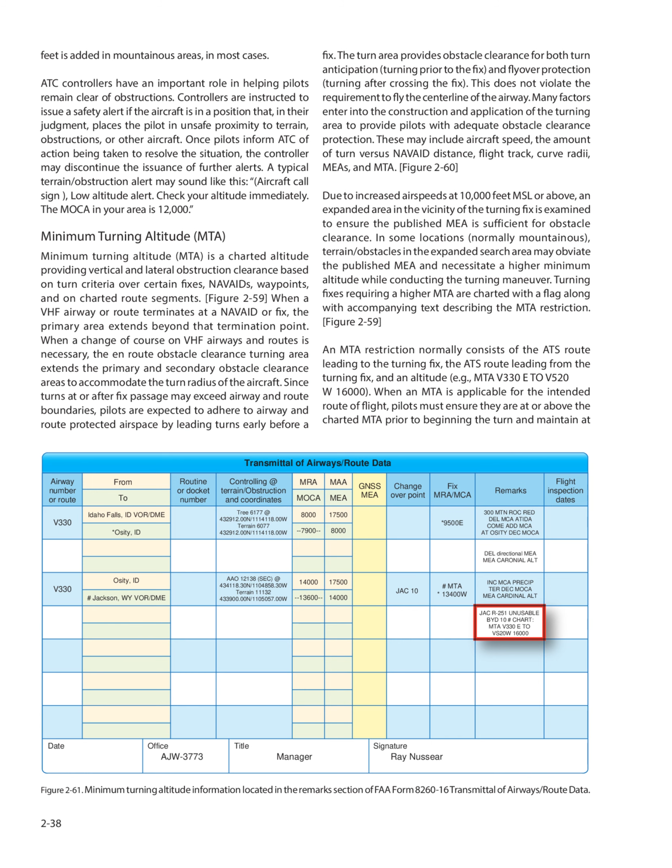Figure 260. Due to increased airspeeds at 10,000 feet MSL or above, an expanded area in the vicinity of the turning fix is examined to ensure the published MEA is sufficient for obstacle clearance. In some locations, normally mountainous, terrain/obstacles in the expanded search area may obviate the published MEA and necessitate a higher minimum altitude while conducting the turning maneuver.